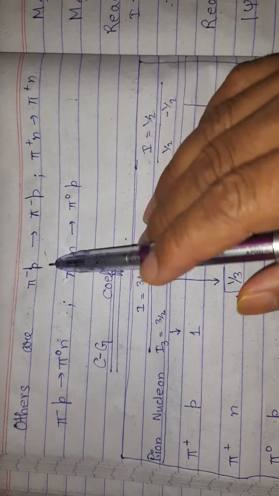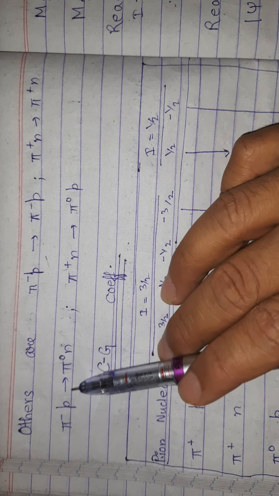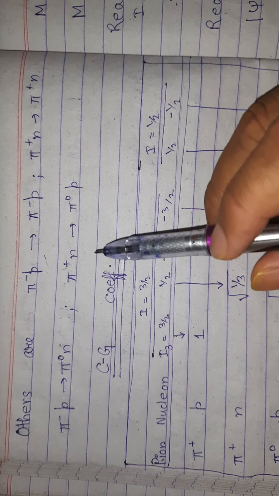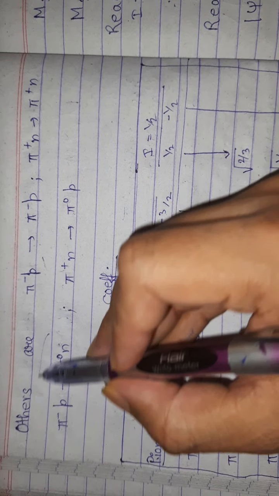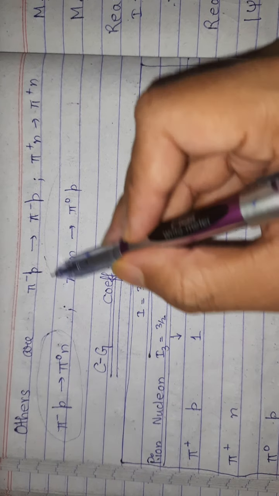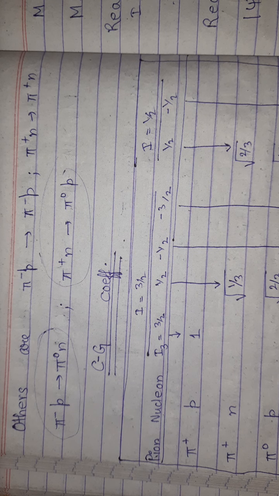Others are simply pi minus p tends to pi minus p, pi plus n tends to pi plus n, and pi minus p tends to pi 0 n, and pi plus n tends to pi 0 p. Remember, these two scattering equations are very important. These two scatterings are also called charge exchange scattering.